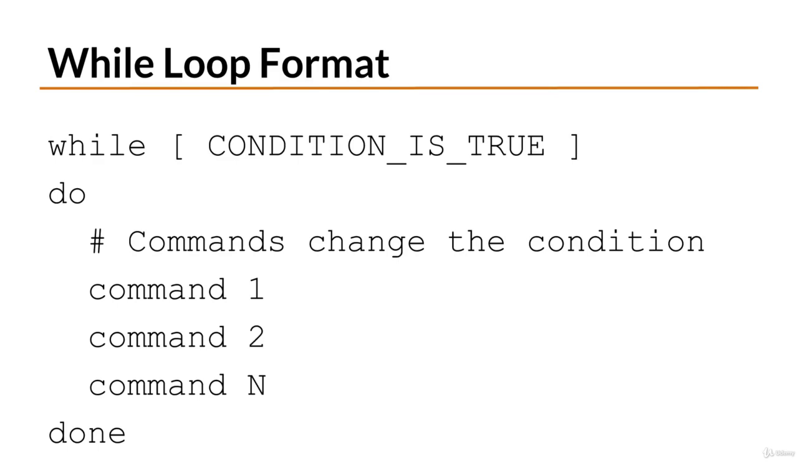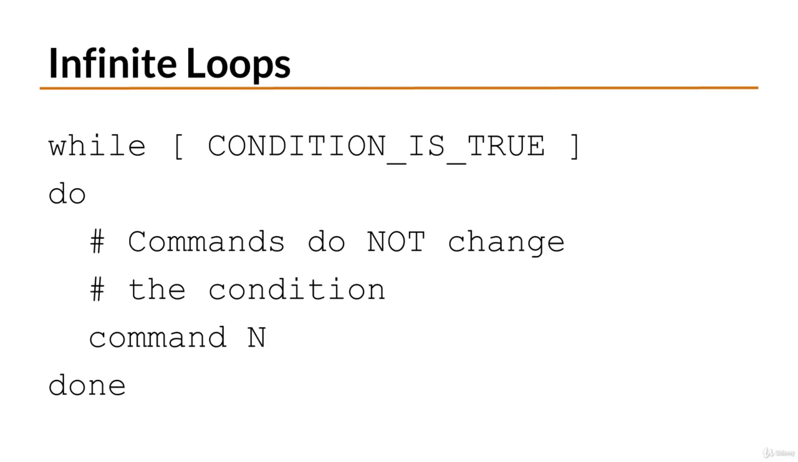Typically, the while loop checks for a condition that will be changed by the commands inside the while loop. If the condition is examining the value of a variable, that variable will be manipulated and changed in some way by the commands inside the while loop. If the condition is checking the exit status of a command, then the commands in the while loop will eventually cause the exit status of that command to be non-zero or false.